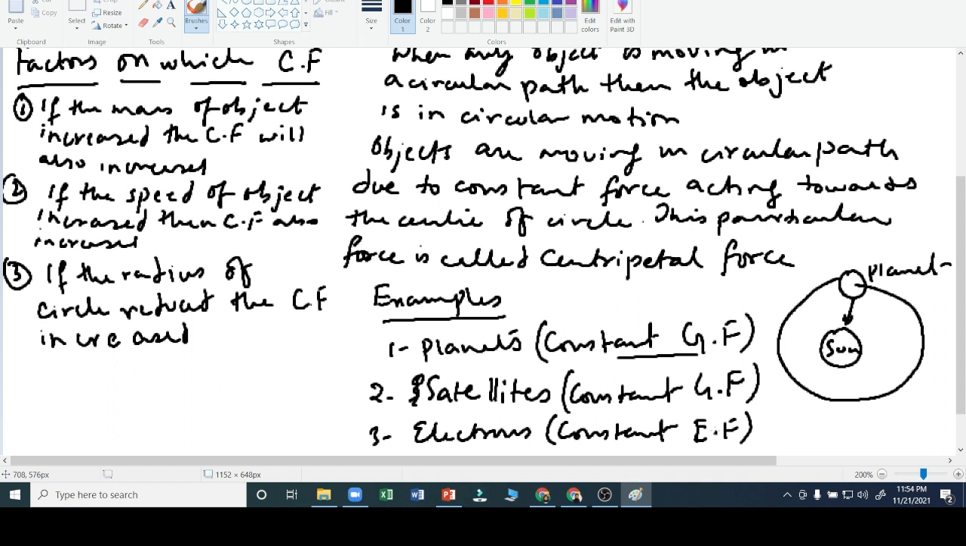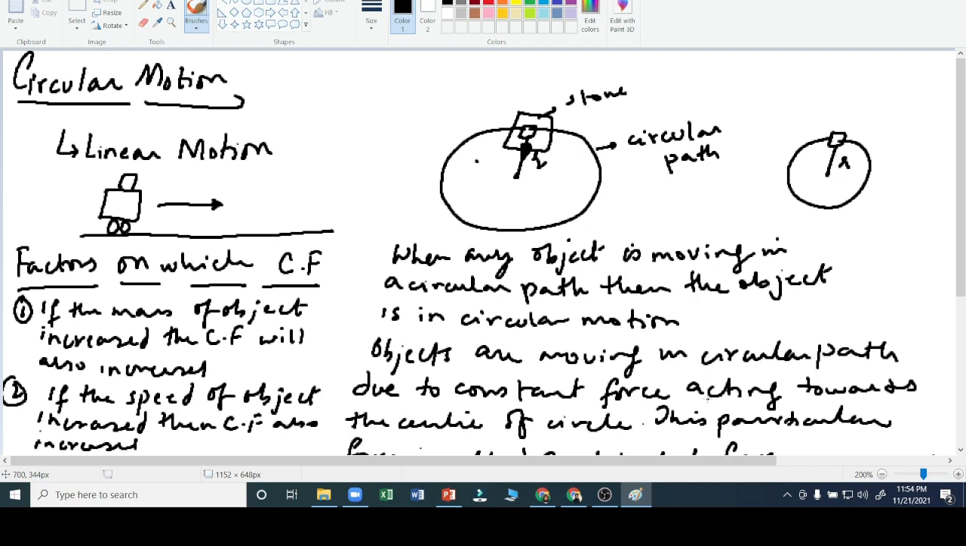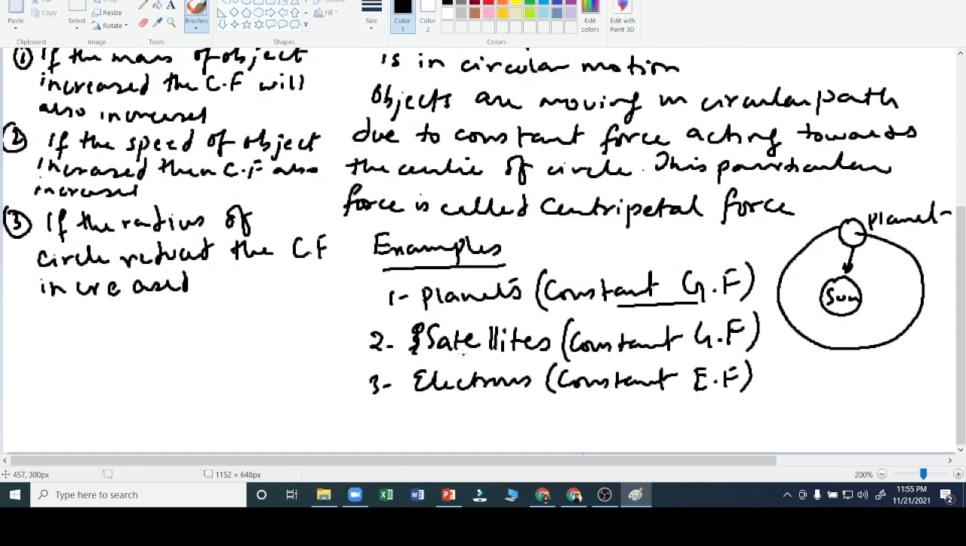So this is all for today. As I told you before, it's a short topic, and we have completed it successfully. I hope you all understood the concept of circular motion, the factors on which the centripetal force depends, and we have discussed some examples as well.